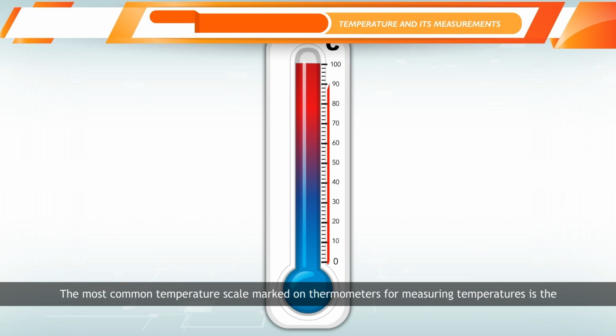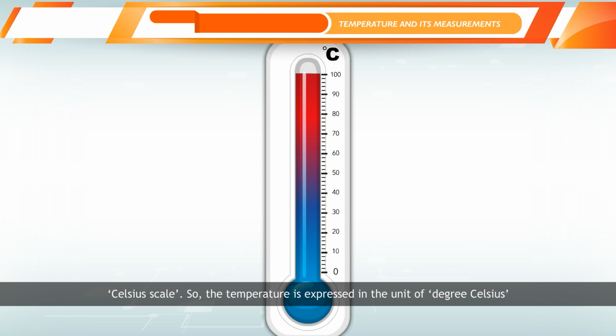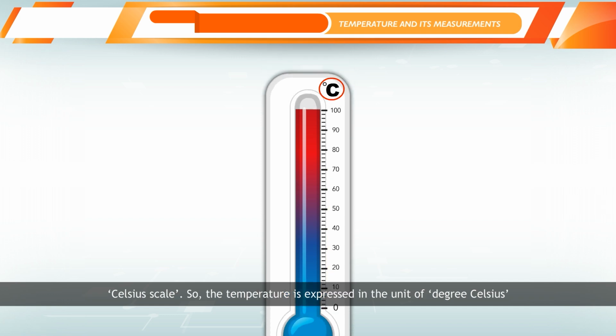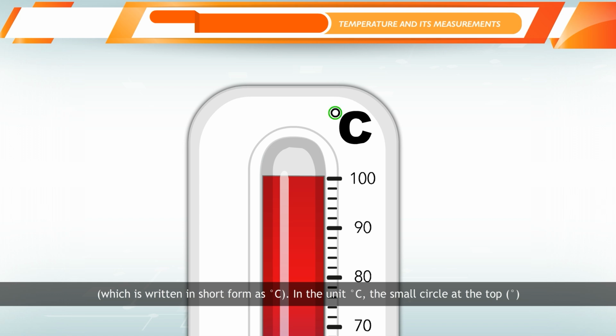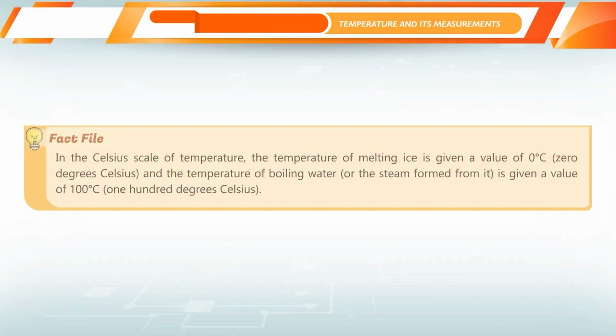The most common temperature scale marked on thermometers for measuring temperatures is the Celsius scale, so the temperature is expressed in the unit of degrees Celsius, which is written in short form as °C. In the unit °C, the small circle at the top denotes the term degree and the letter C denotes Celsius. Therefore, the unit °C is read as degrees Celsius or simply degree Celsius.